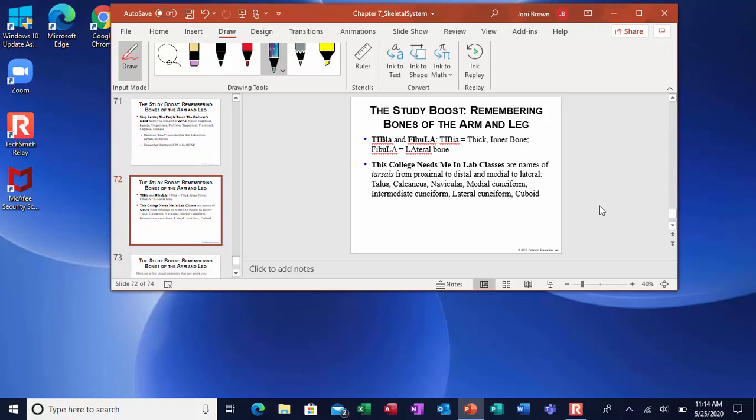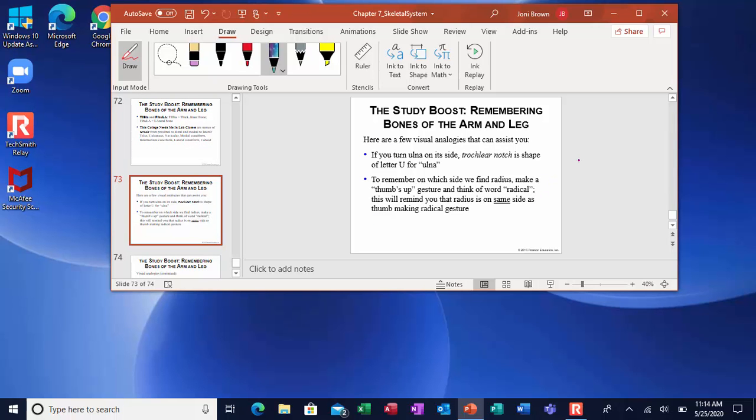The tibia and fibula: tibia, TIB, thick inner bone. Fibula, LA on the end of it, is the lateral bone. Also, if you tell a fib, we often say it's a little lie. Well, fibula is the little bone. "This college needs me in lab." Those are your tarsal bones: talus, calcaneus, navicular, medial cuneiform, intermediate cuneiform, lateral cuneiform, and cuboid.